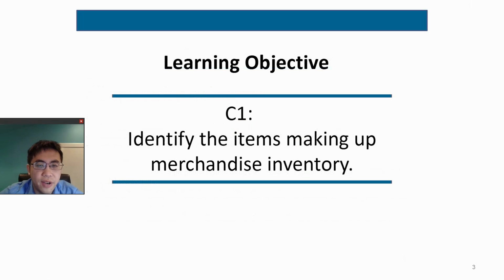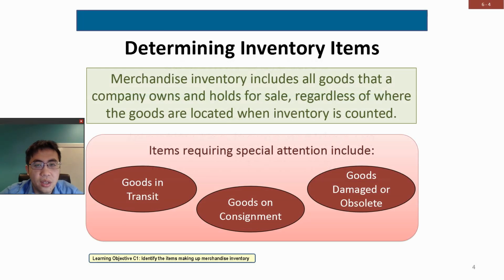First, you need to identify the items making up the merchandise inventory. Merchandise inventory includes all the goods that the company owns or holds for sale, regardless of where the goods are located when the inventory is counted. So you could have goods in transit, which are still during transportation, or goods on consignment, or goods at the agent of your employment, and also goods damaged or obsolete. Obsolete means it's out of date.